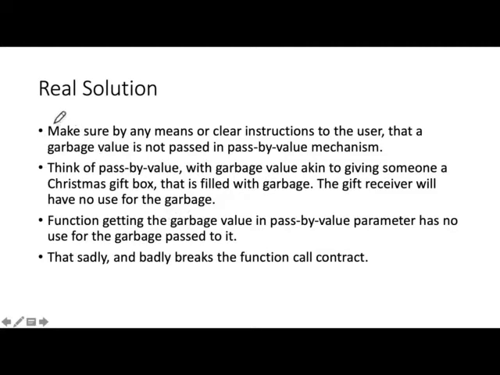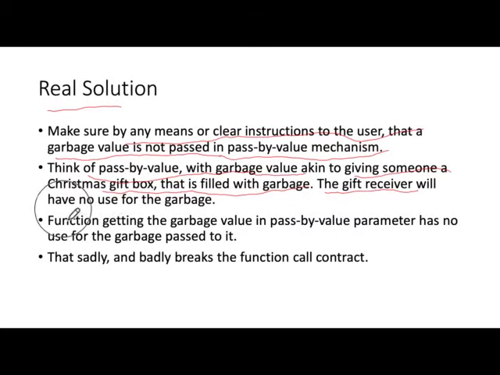Real solution. This is the real solution. Make sure by any means, or with clear instructions to the user, that a garbage value is not passed in the pass by value mechanism. Think of pass by value with a garbage value as akin to giving someone a Christmas gift box that is filled with garbage. The gift receiver will have no use for that garbage. A function getting a garbage value in a pass by value parameter has no use for the garbage passed to it.